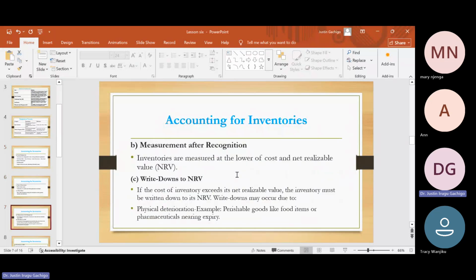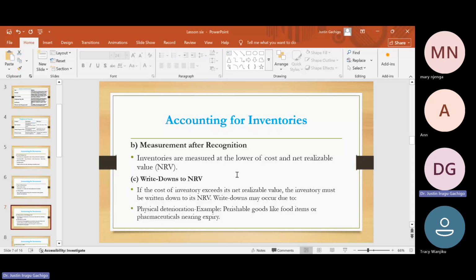Then we have measurement after recognition. There are some activities that normally take place after you have recognized the asset. For example, when you look at the impairment of the asset, we looked at what can make an asset impaired or what can make an asset decline in its value. If, for example, it's a mobile phone, these days mobile phones keep on changing models. So you find that there are people who always like the new version of the mobile phone. That means the older one, its value goes down.